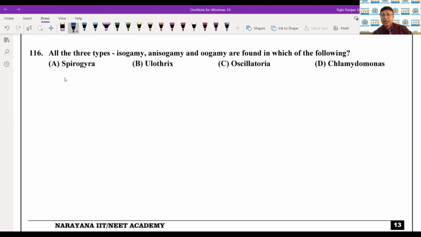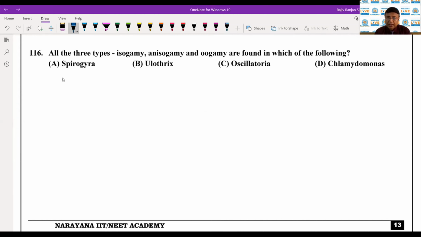In isogamy, the gametes are all alike. They are completely identical to each other, and the two gametes just fuse to form the zygote. In anisogamy, there is some difference between the gametes. There are basically two groups of gametes. One gamete is smaller. It is more active. It is formed in much greater number. And the other type of gamete is larger. It stores some food. It is less active, less motile, and formed in lesser number. So it is called anisogamy.